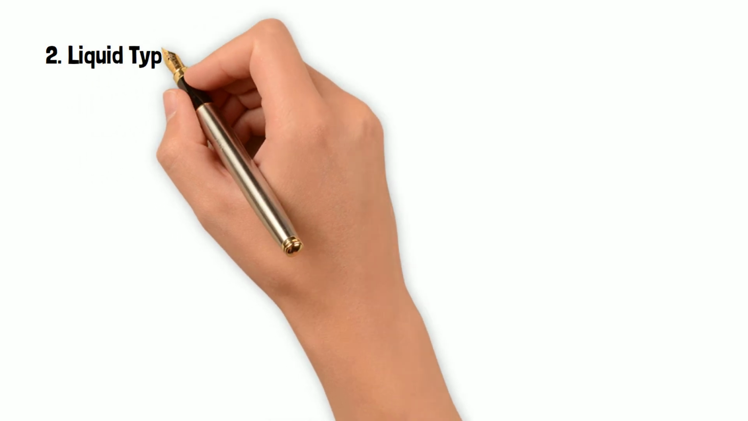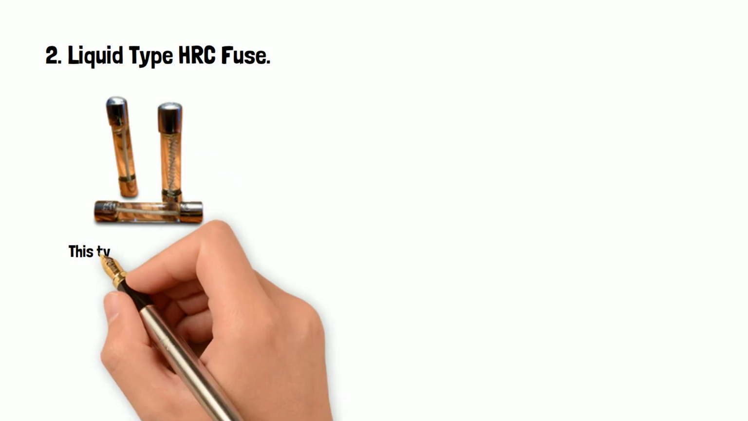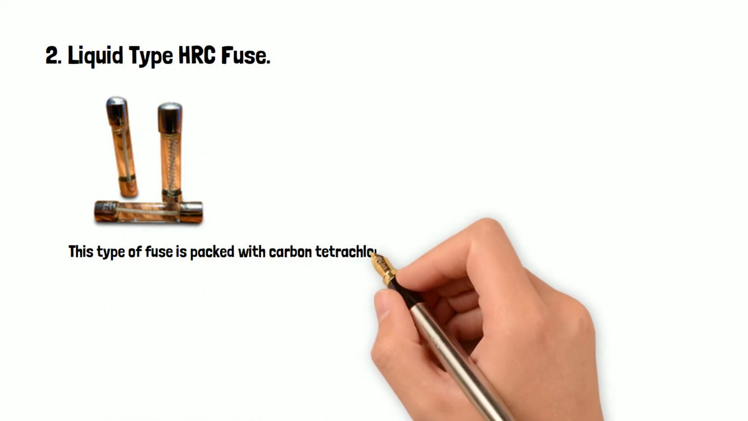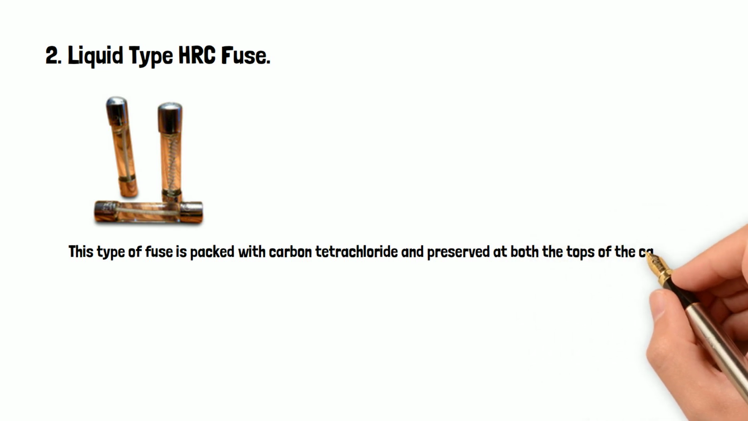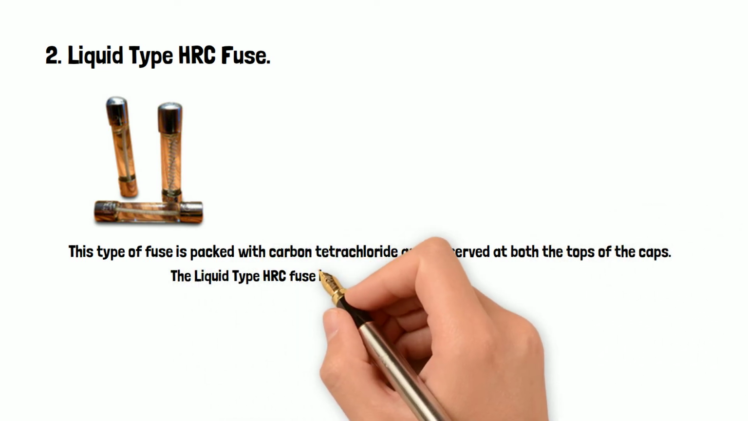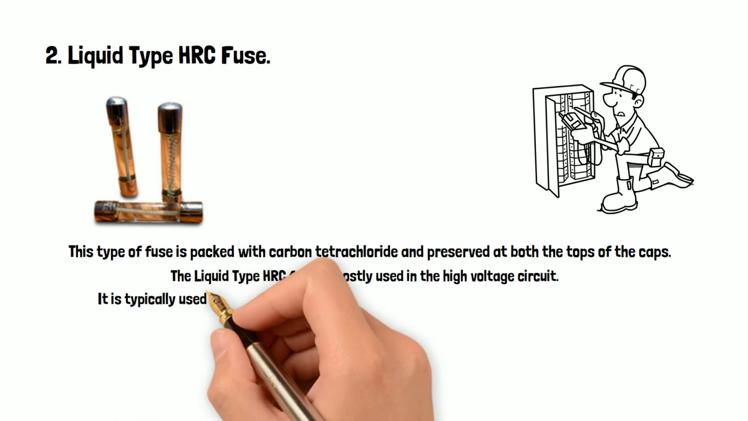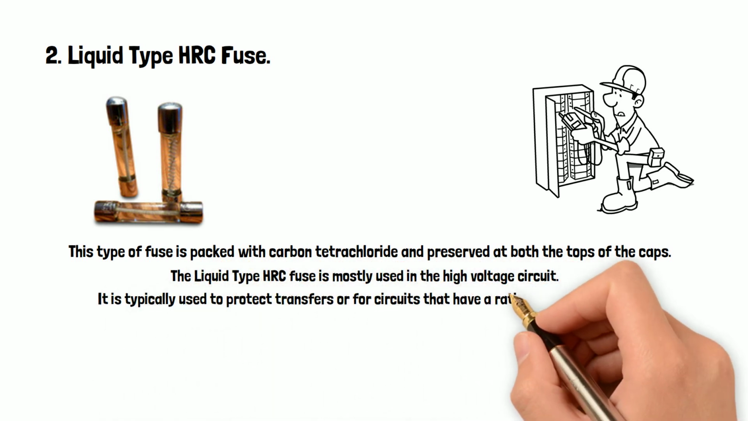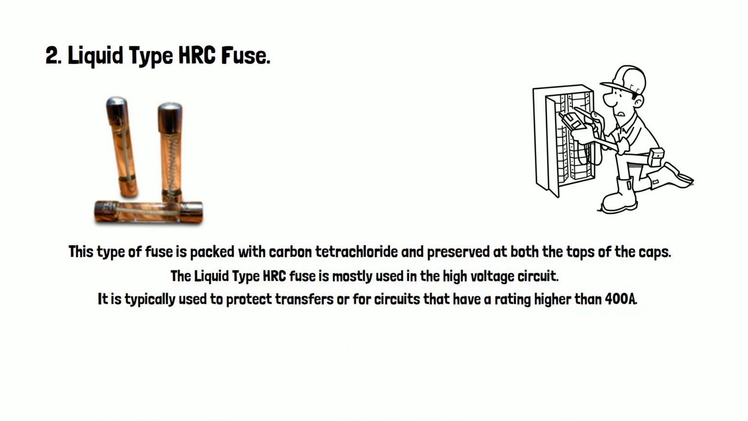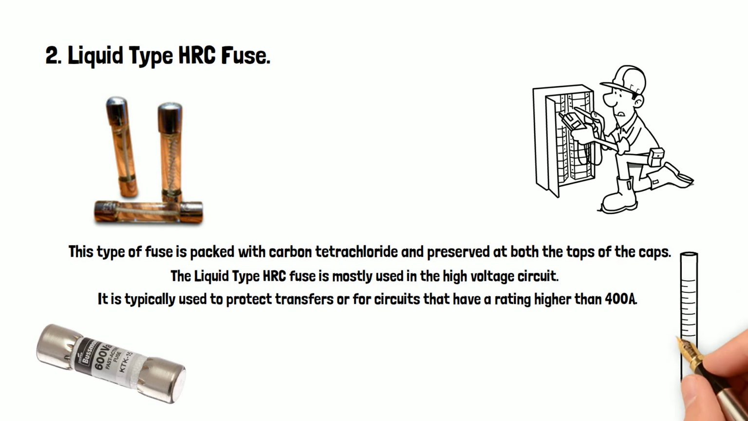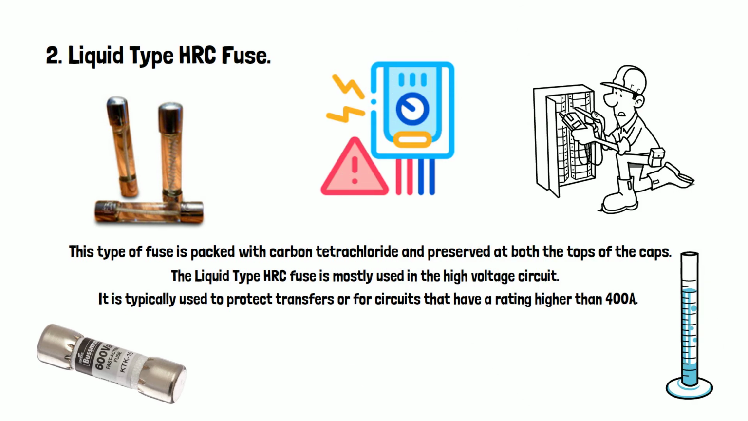2. Liquid-type HRC fuse. This type of fuse is packed with carbon tetrachloride and preserved at both the tops of the caps. The liquid-type HRC fuse is mostly used in the high-voltage circuit. It is typically used to protect transformers or for circuits that have a rating higher than 400A. When the fault occurs with this type of fuse, the short circuit passes through the fuse element. The fuse element then melts and breaks. When the fuse operates, the liquid inside extinguishes the arc, and the short circuit capacity is raised as a result.